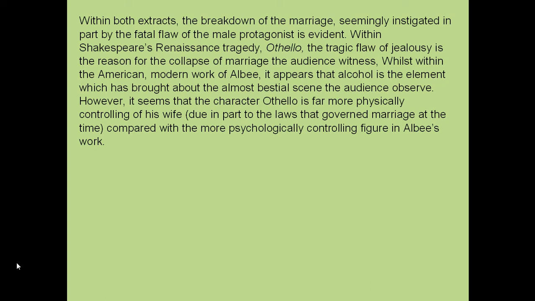Within both extracts, a breakdown of marriage, seemingly instigated in part by the fatal flaw of the male protagonist, is evident. Within Shakespeare's Renaissance tragedy Othello, the tragic flaw of jealousy is the reason for the collapse of marriage the audience witness, whilst within the American modern work of Albee, it appears that alcohol is the element which has brought about the almost bestial scene the audience observe. However, it seems that the character of Othello is far more physically controlling of his wife, due in part to the laws that govern marriage in the time, compared to the more psychologically controlling figure in Albee's work.